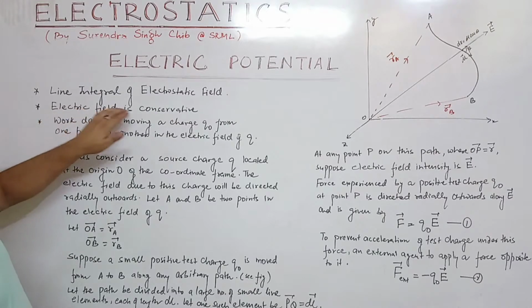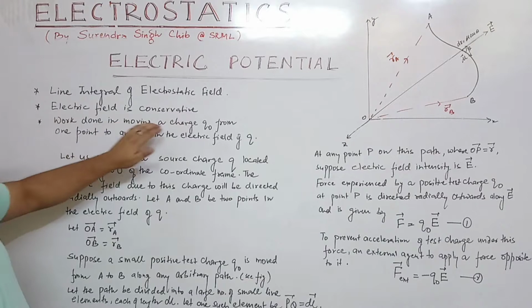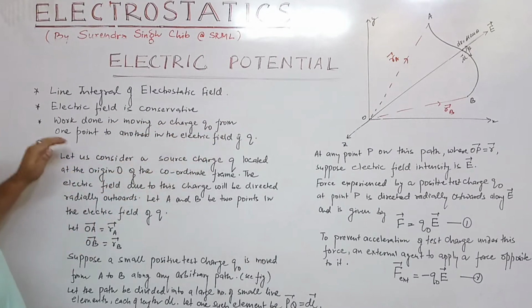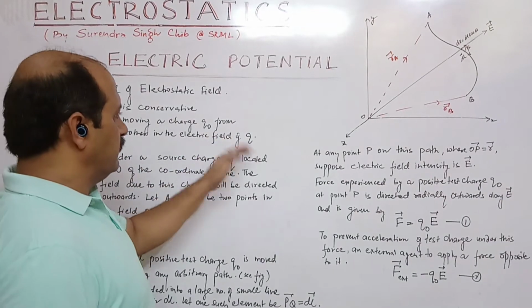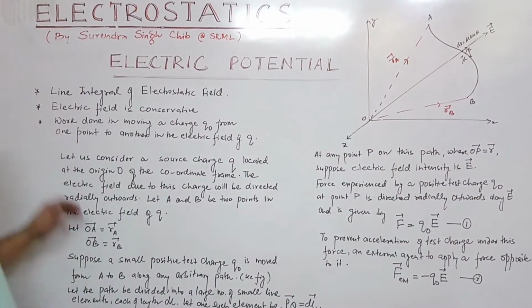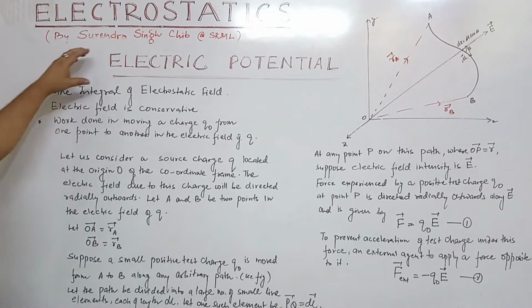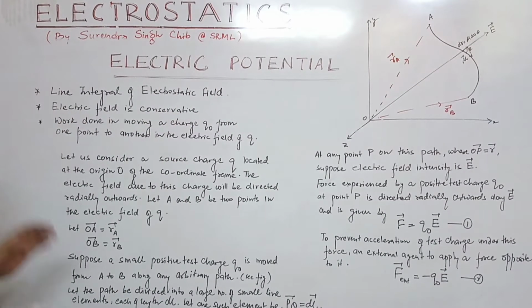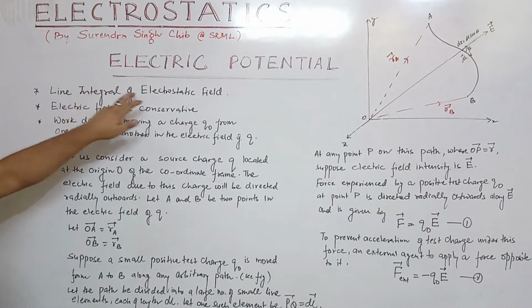And the electric field is conservative, or you can say work done in moving a charge Q0 from one point to another in the electric field of Q. So this derivation is very important for explaining electric potential, and this derivation includes a lot of things. Line integral of electrostatic field.